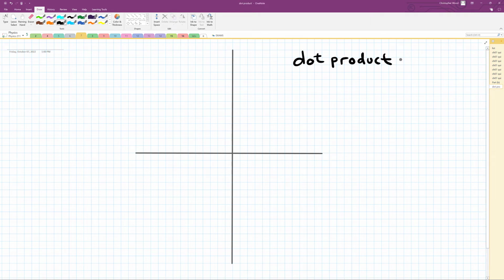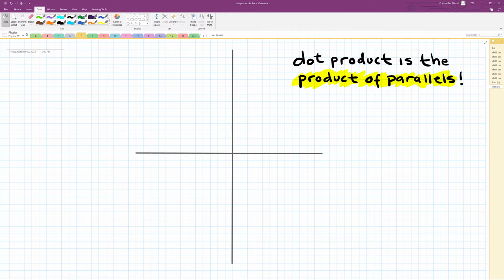The dot product is the product of parallels. There are two examples that come to mind that use the dot product: power calculations and work calculations.